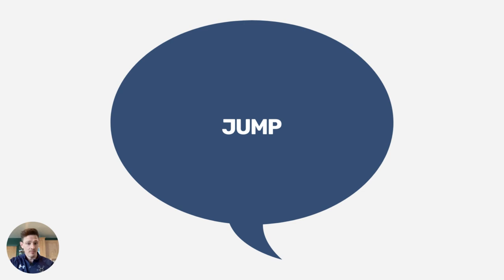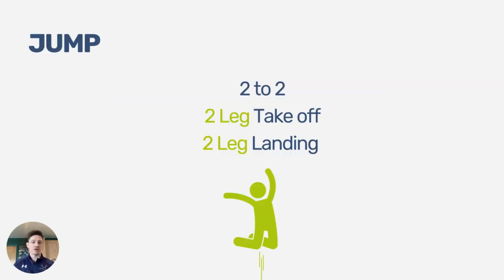So a jump, for the purposes of plyometrics, is thinking of a 2-leg takeoff and 2-leg landing.